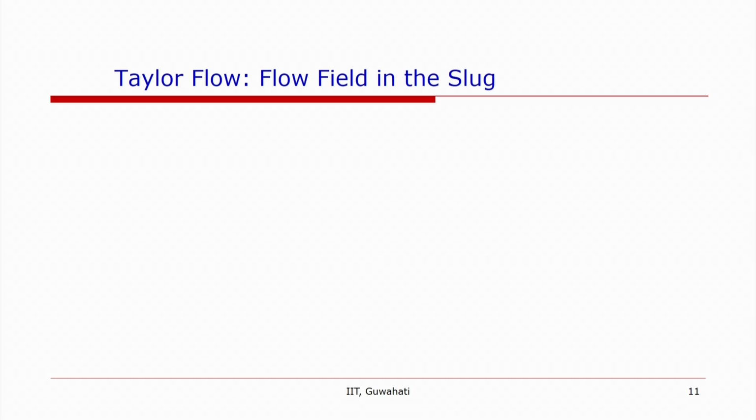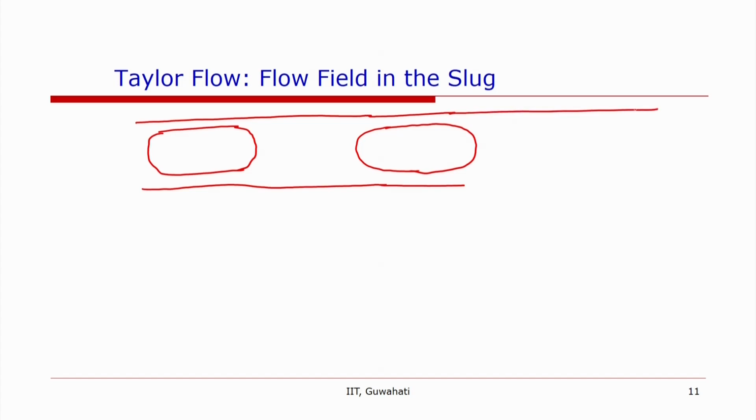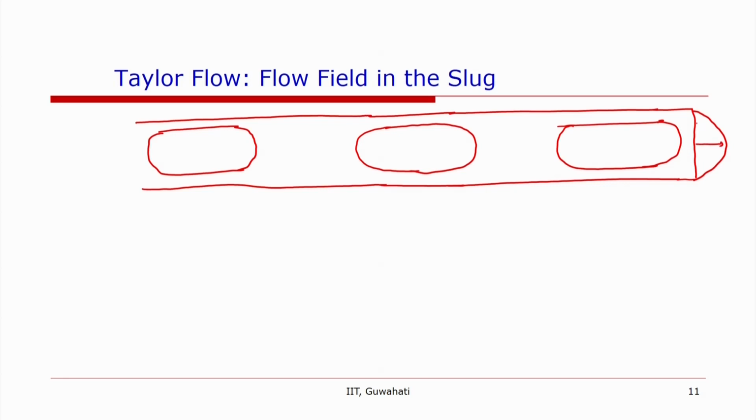Okay, so let us look a bit at the flow field in the liquid slug. I briefly talked about the slug, and the velocity profiles in the slug also we have plotted. So let us plot a few bubbles here. If we look at a velocity field in the slug, it will look something like this.